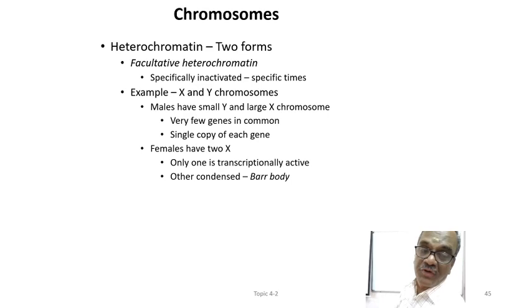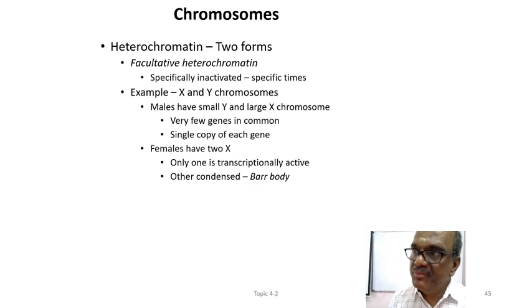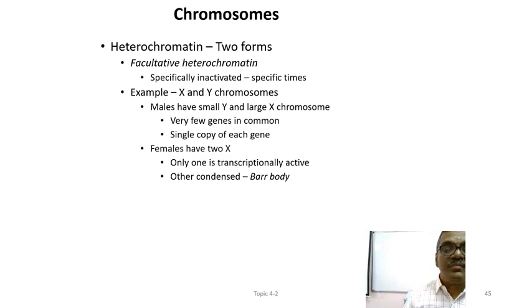So two forms, facultative, significantly inactivated at specific times. For example, X and Y chromosomes are inactivated in a certain region, at certain times. Males have a small Y and a large X chromosome, very few genes in common, and a single copy of each gene. Females have 2X, only one is transcriptionally active, and the other one is silenced. So that condensed one is called the bar body. Okay, so this is the facultative heterochromatin.